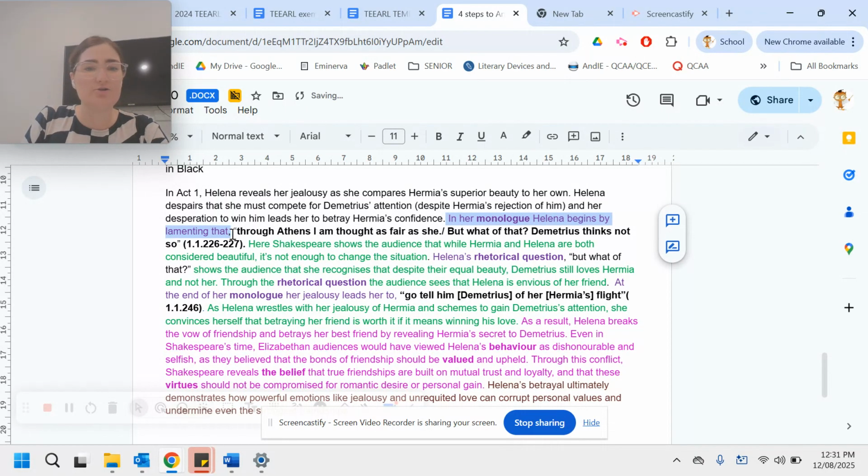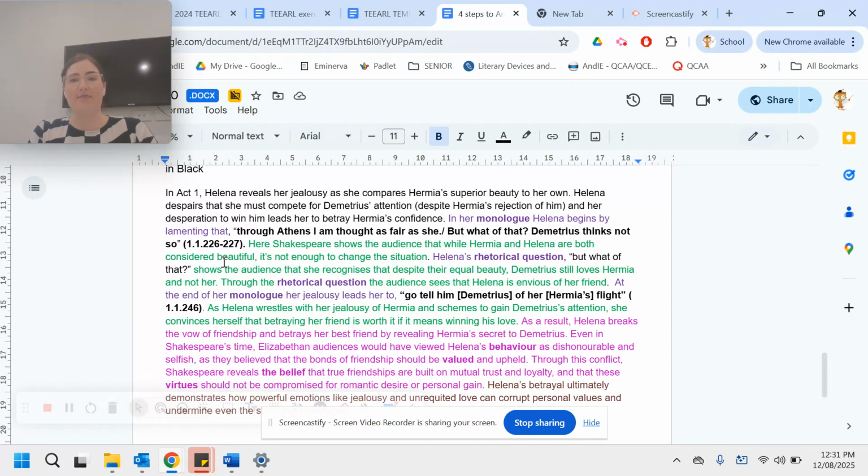Now, I'm not trying to use gigantic quotes that take up half of my body paragraph words because that is not going to get you good marks, okay? You want to use what's called fragments, or short parts of quotes, so that you have more words for your own analysis and your own explanation. So I've said what she says in her monologue is, "Through Athens, I am thought as fair as she. / But what of that? Demetrius thinks not so."